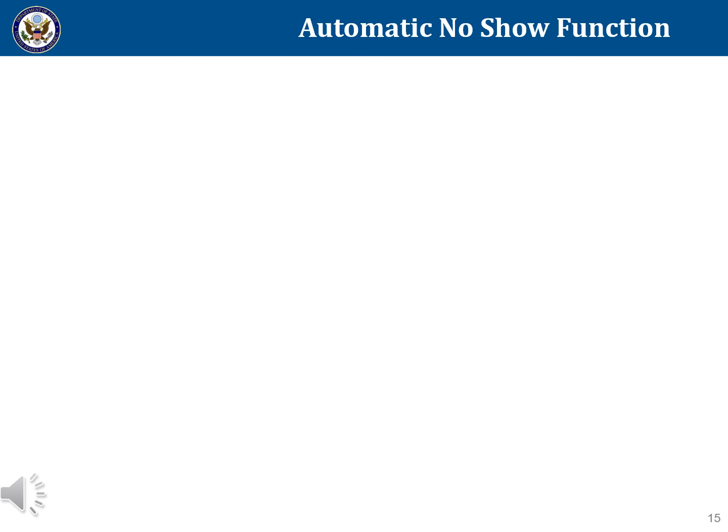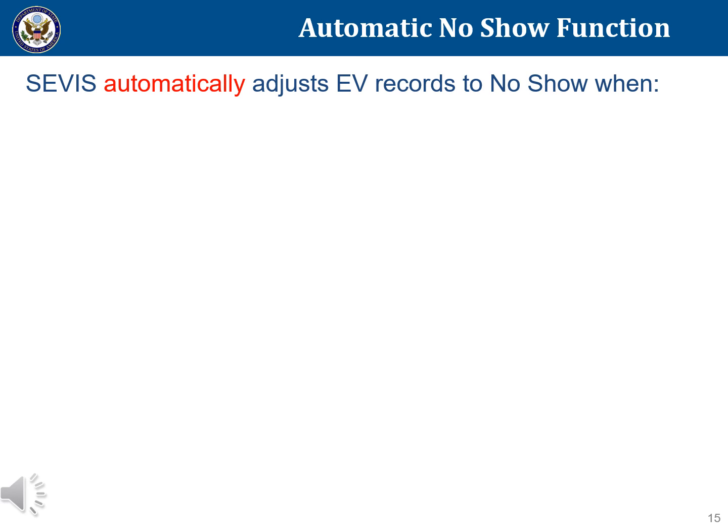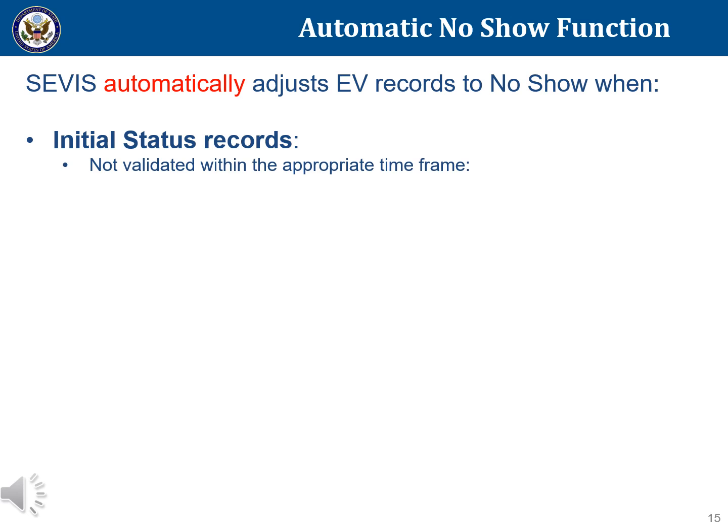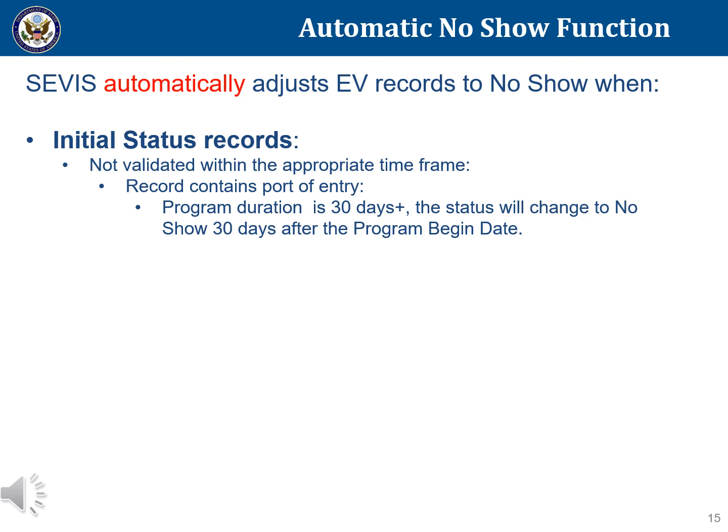SEVIS will automatically change initial status EV records to no-show when the EV has not been validated within an appropriate time frame. This time frame for validation varies based on the exchange visitor scenario. If the record contains port of entry and the program duration is greater than 30 days, the status will change to no-show 30 days after the program begin date.